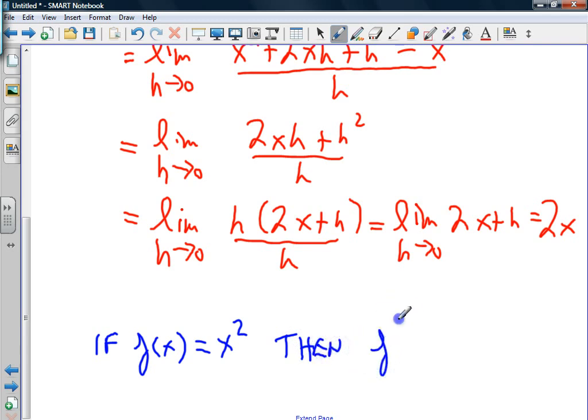Then f prime is 2x. Now, is that the same pattern? What happened with the 2? It became the coefficient in front. What happened to the exponent? It's 1 less than the exponent was, right? So predict x to the 4th. What's the derivative? 4x cubed. Let's prove it.